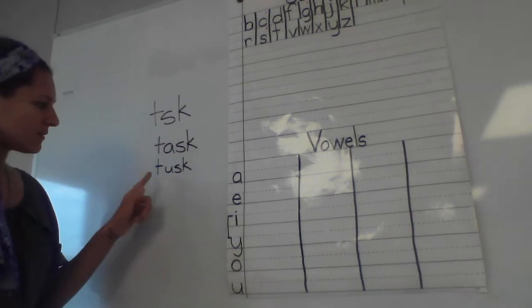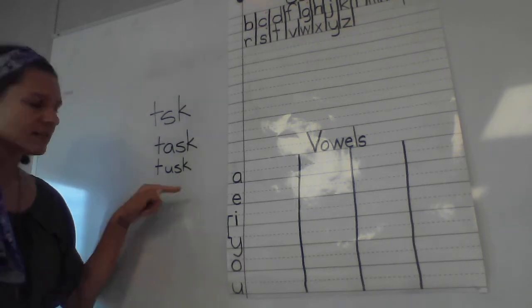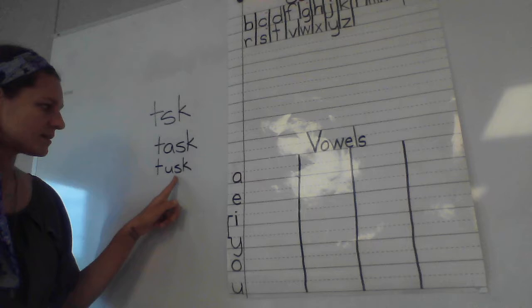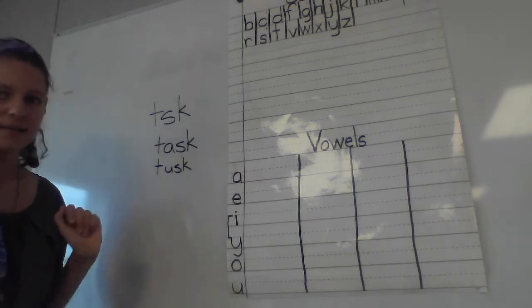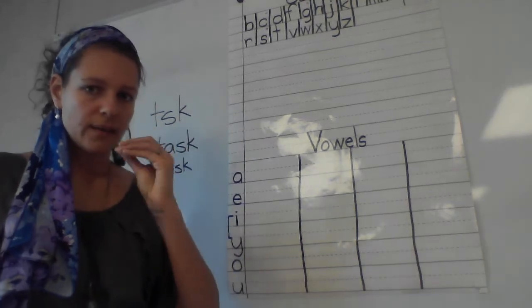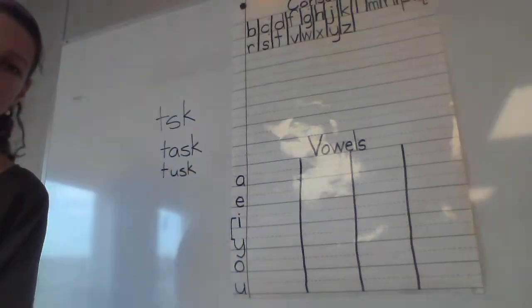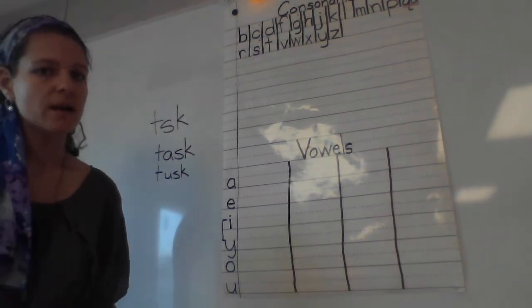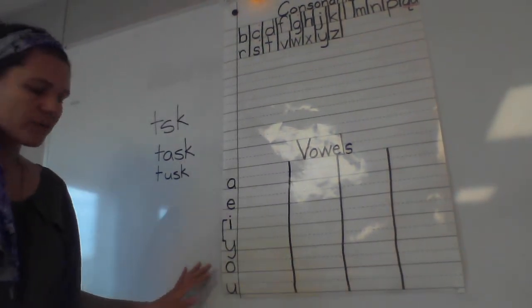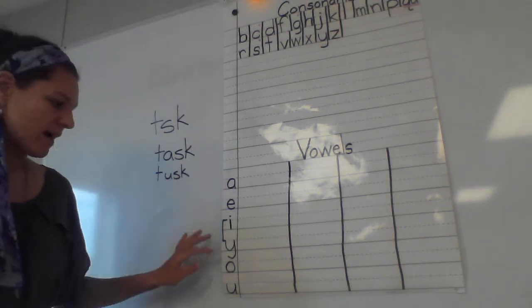All right, let's see if we can read this. Excellent, it's t-a-s-k, tusk, right? You know, that's like a big pointy horn thing. Well, elephants have them. Some other animals also have tusks. So it's important to know our vowels because we can't write English words without having a vowel in them.